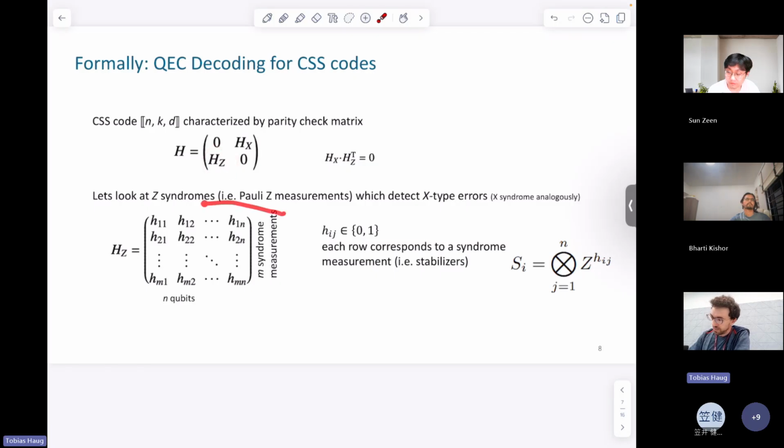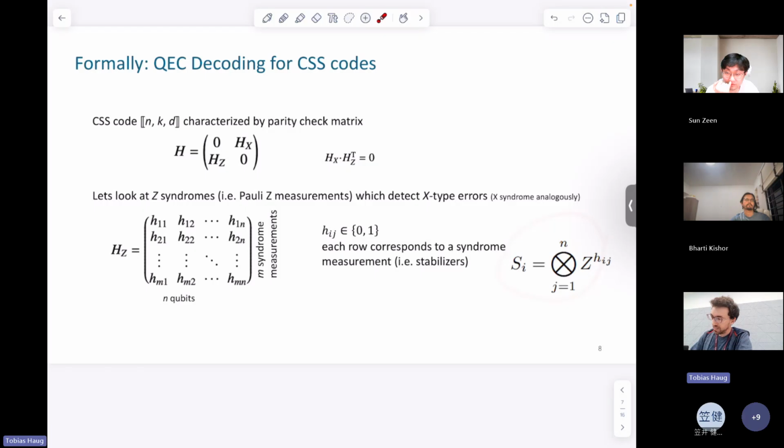Okay, so the parity check matrix looks like this. The columns describe the syndrome measurements, and we have M of those. Each syndrome measurement is a stabilizer of the code, and it's just a tensor product of Z operations. HZ is a binary matrix, so the entries are 0 and 1. 0 means that particular stabilizer doesn't measure the qubit. 1 means the stabilizer measures that particular qubit.